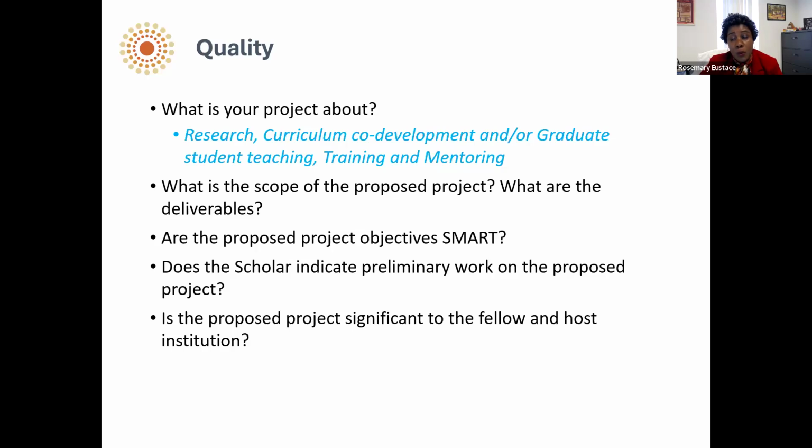Do you have preliminary work on the proposed project? So you need to show us what are those preliminary work to support your work and show the significance and innovation of what you're proposing. Because in the long run, your project must contribute to strengthening higher education, not only at the host institution, but also at the fellow institution. Next.